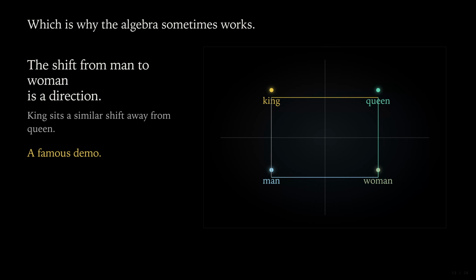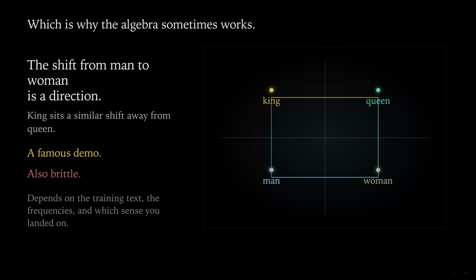It is also brittle. It depends on the training text, the word frequencies, and which sense of the word you landed on. Treat it as a picture of the geometry, not as a proof that the model understands gender or monarchy or anything else. The papers that made this famous also showed plenty of pairs where it fails.